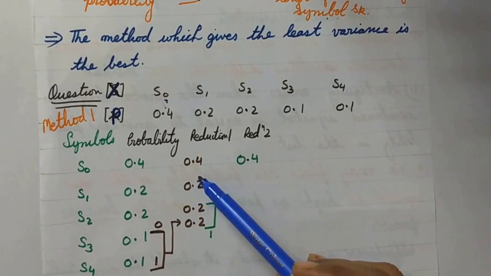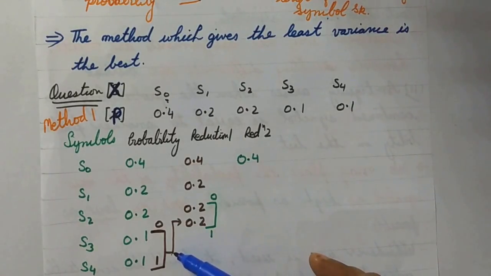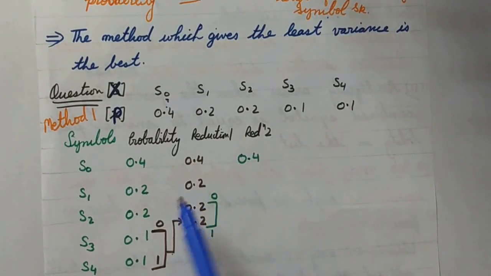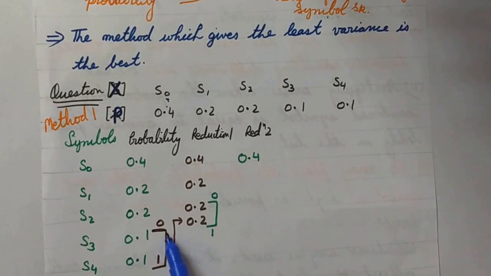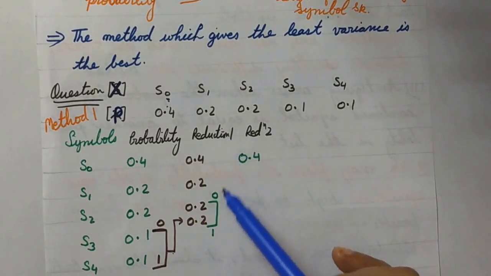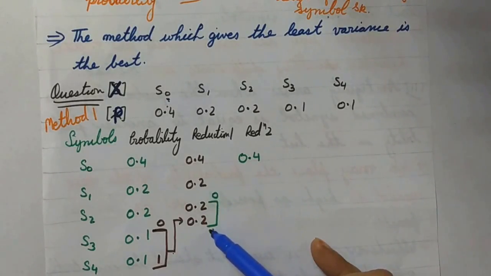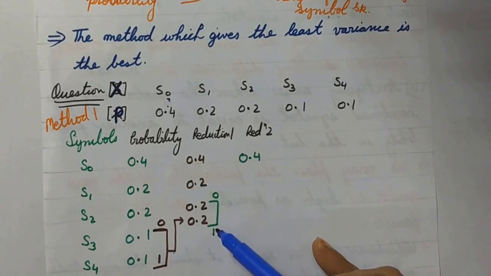But in method number 1, I am going to put the new 0.2 sum as low as possible, that is at the end of the 0.2s which are in the question. So I place it here. Then this is the first reduction, and now I again add the last two messages. I give them assignments of 0 and 1, and their sum is 0.4.